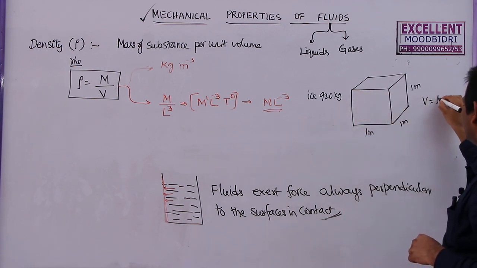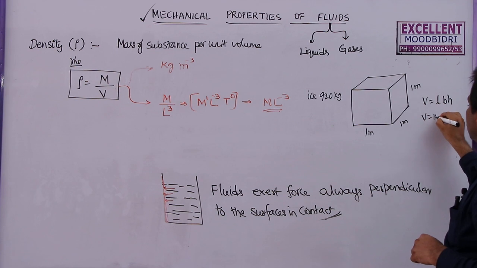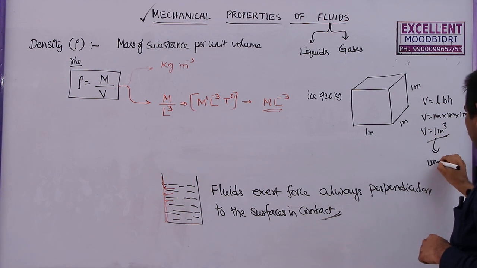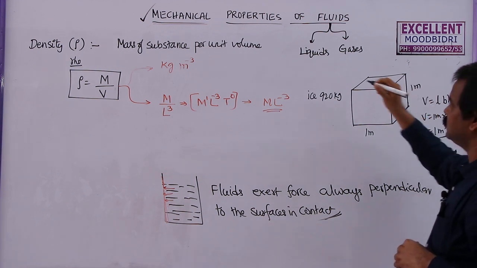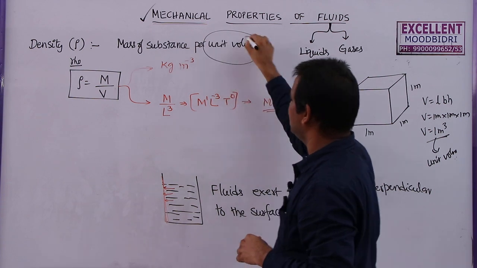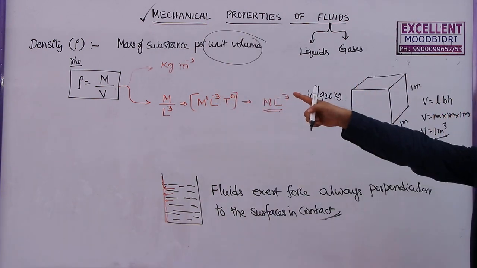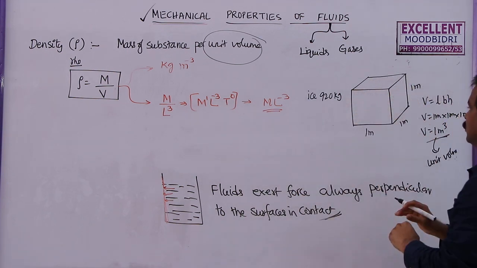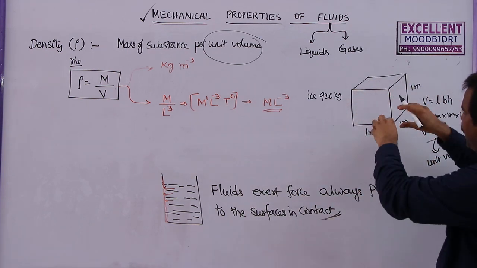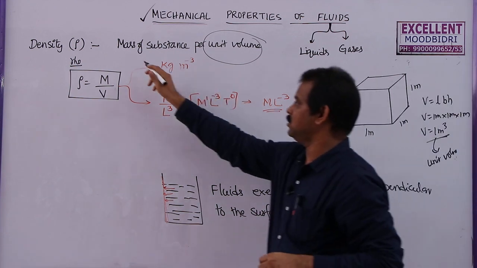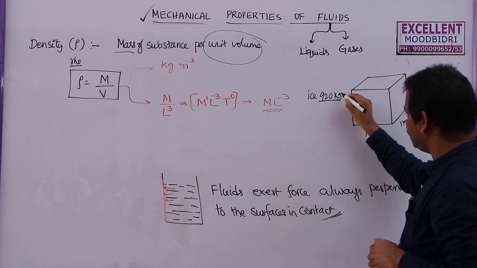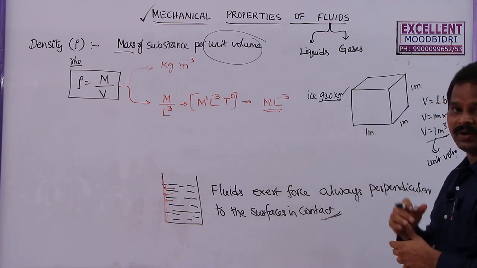Why? Because volume is equal to length into breadth into height. This is 1 meter into 1 meter into 1 meter. So volume is equal to 1 meter cube. This we call unit volume. So here also, while defining this, I used the words unit volume. So what is density? It is the mass of the substance per unit volume. So in this unit volume, what is the quantity of matter that is present? Here quantity of matter is nothing but the mass of the substance. Now it is found that 920 kgs of ice can be filled in this one.